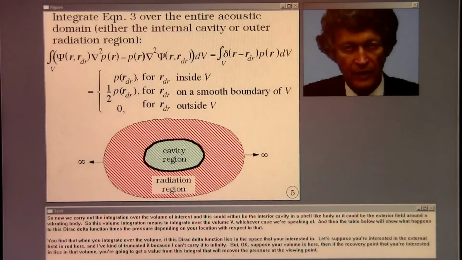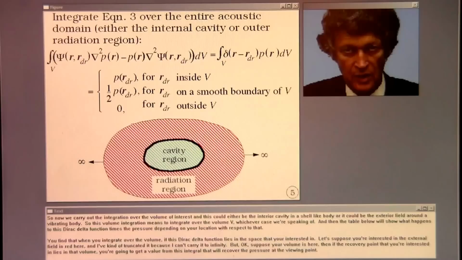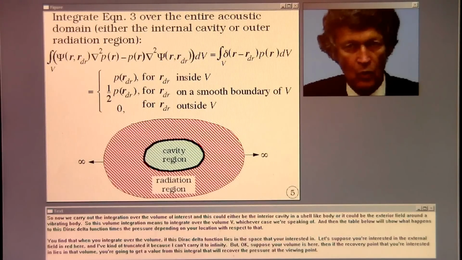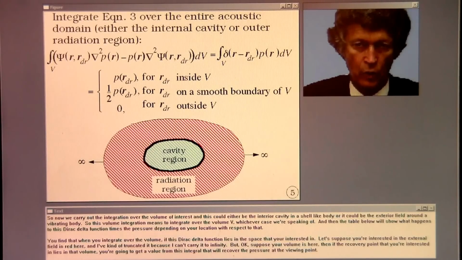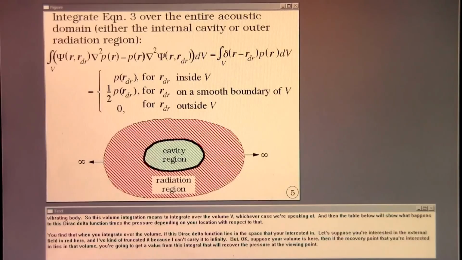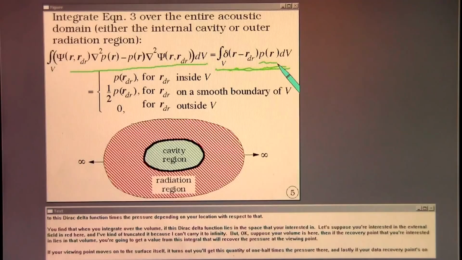So now we carry out the integration over the volume of interest. And this could either be the interior cavity in a shell-like body, or it could be the exterior field around a vibrating body. So this volume integration means to integrate over the volume V, whichever case that we're speaking of. And then the table below will show what happens to this Dirac delta function times the pressure depending on your location with respect to that.